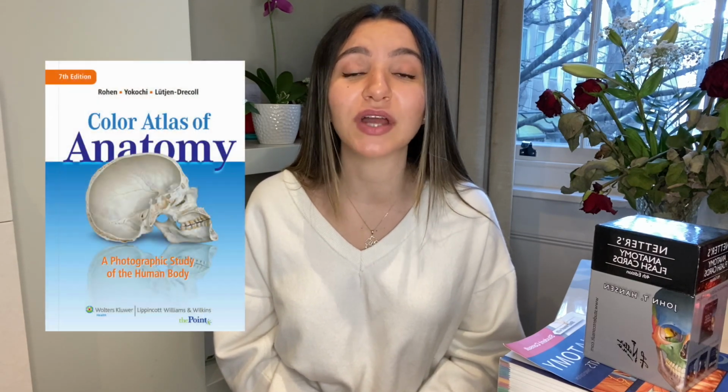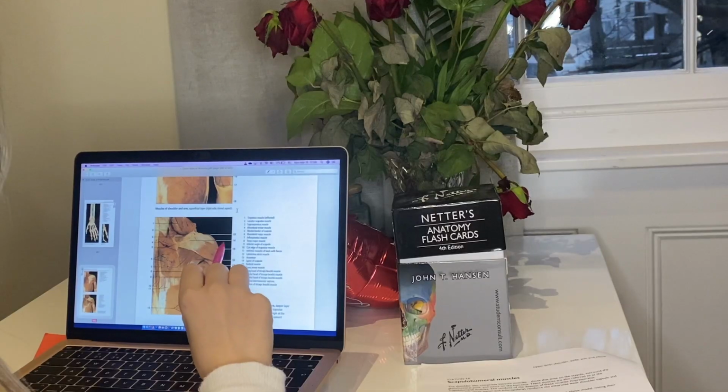The third resource that you need to visualize the anatomy is an anatomy atlas. This is basically a textbook with images of a ton of prosections that are labeled, giving you a different view on all of the structures. My favorite atlas is the Color Atlas of Anatomy by Rohen, because it has labeled prosections of every structure, every muscle, every bone, every organ possible.